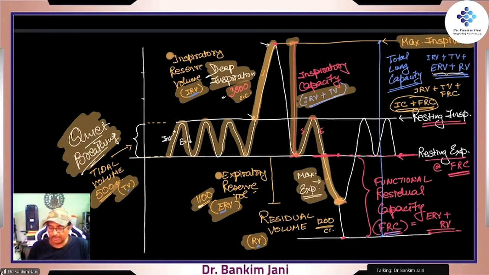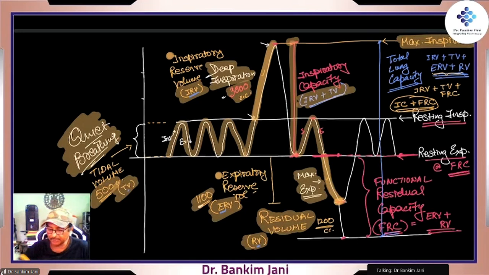Right. Even if we do the expiration and try to throw out the entire air, still some amount of air will always remain in our lungs because we can't throw out 100%, and that is what is called as the residual. Residual means bacha hua, whatever is left out. So that is called as the residual volume, which is about 1200 cc.